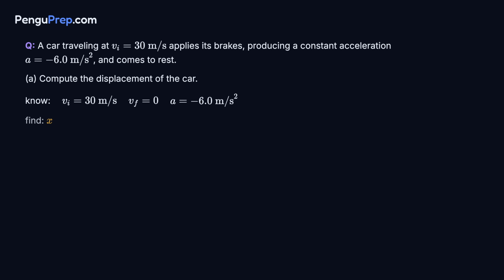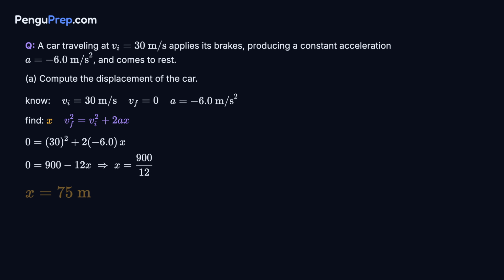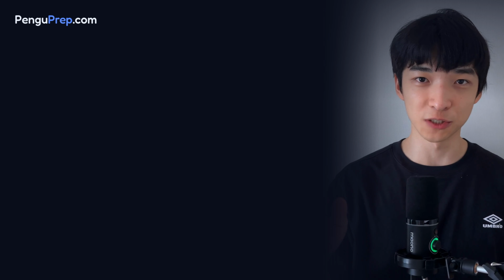Second, write the variable we're trying to find. It's displacement. Third, find the equation that contains all the 4 variables that we have written down. And that is going to be vf squared equals vi squared plus 2ax. Lastly, we plug in all the known variables and find the unknown one. If we do that and solve all the algebra, we get a displacement of 75 meters. Try this problem yourself.